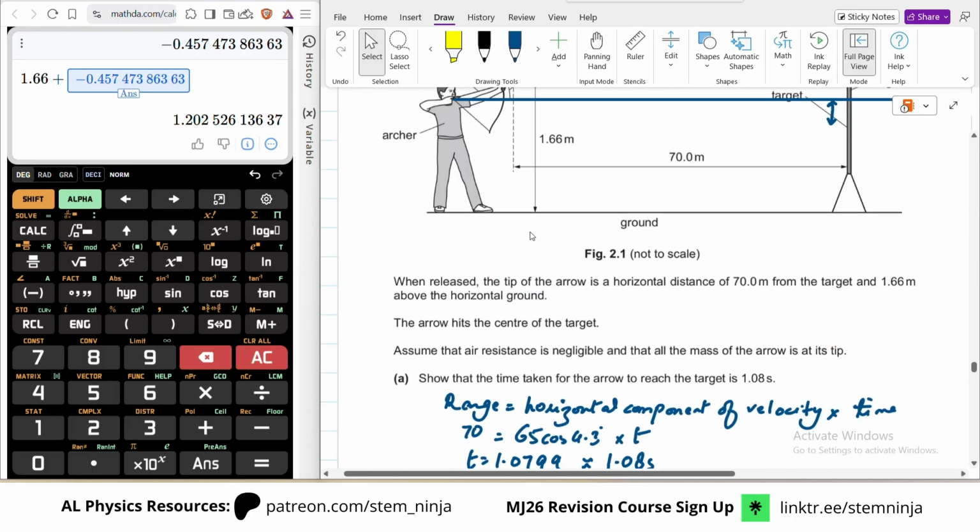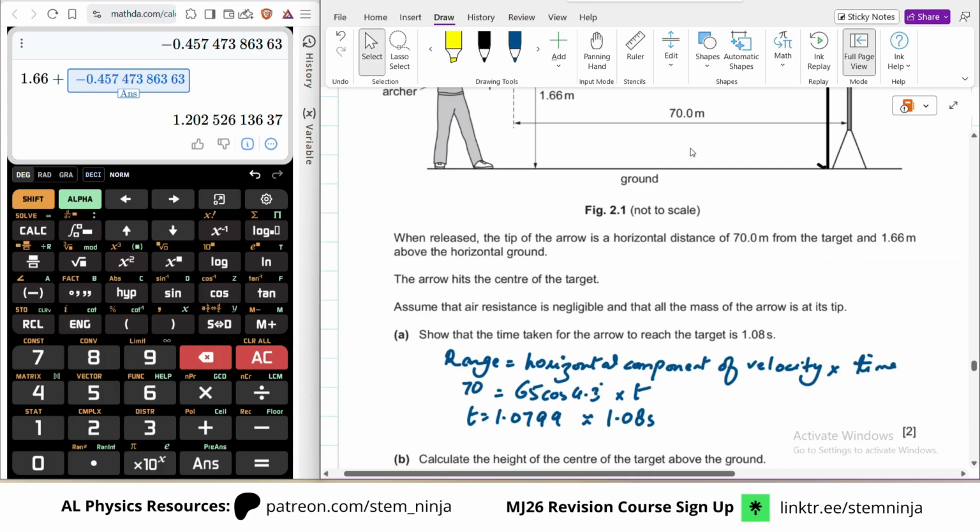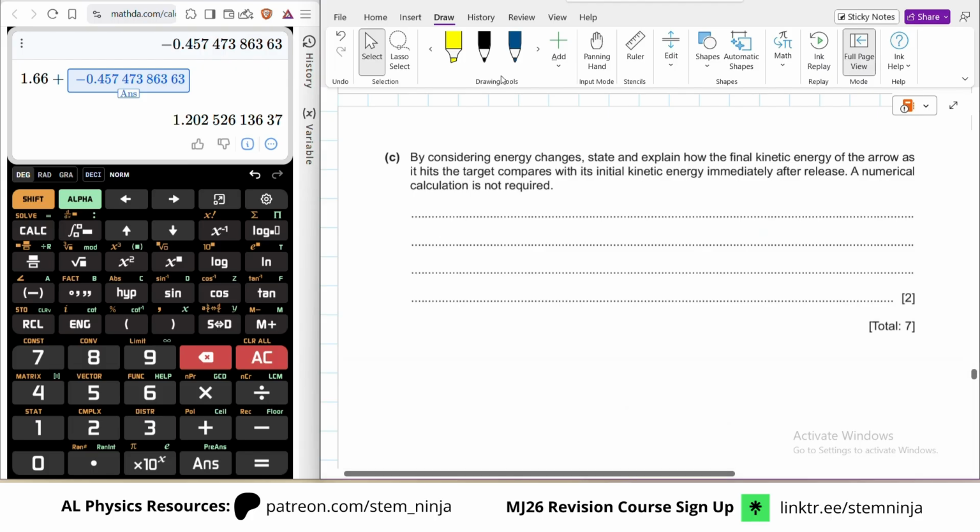So as you can see, since it is now at a vertical height lower than the original level, the gravitational potential energy has decreased. And if gravitational potential energy has decreased, kinetic energy would have increased. So that is the explanation in terms of energy changes.